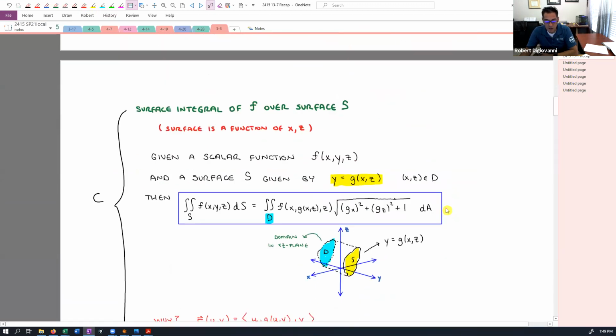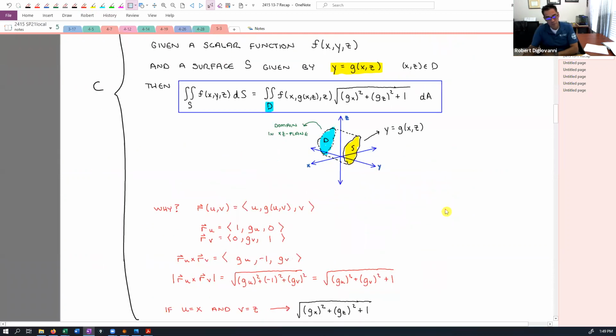Now, if that sheet is sideways, you're going to take your scalar function. You're going to let x be x, z be z, and replace the y with whatever that function is. And then your two partials are with respect to x and z, not x and y. It's x and z this time.